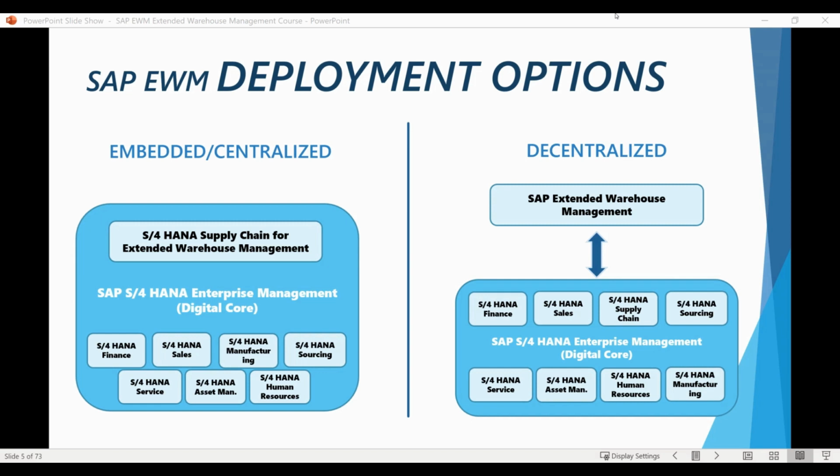Decentralized option can also provide a better ability to handle higher volume of warehouse transactions. When EWM is running on a separate server environment, system performance of other S/4 modules is not affected.